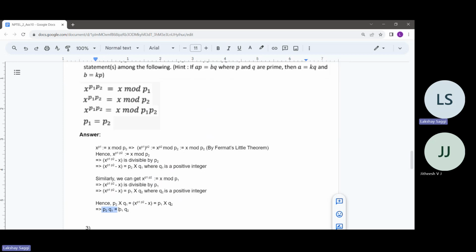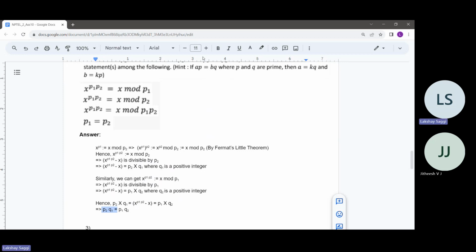And now from this, we can use the hint given to us. The hint says essentially that if AP equals BQ, where P and Q are prime, and note that here p1 and p2 are prime, so A and B are replaced by q1 and q2 instead, then we can write A equals K times Q and B equals K times P.